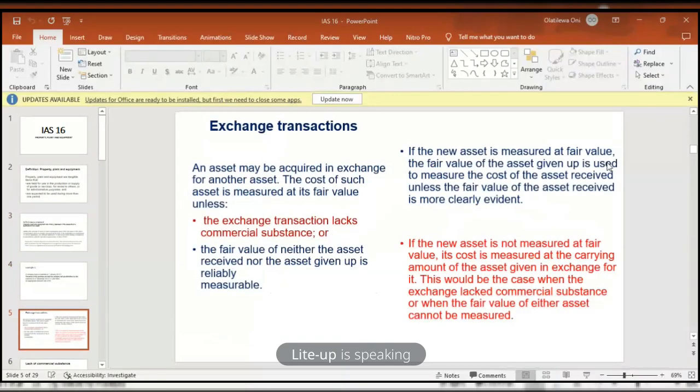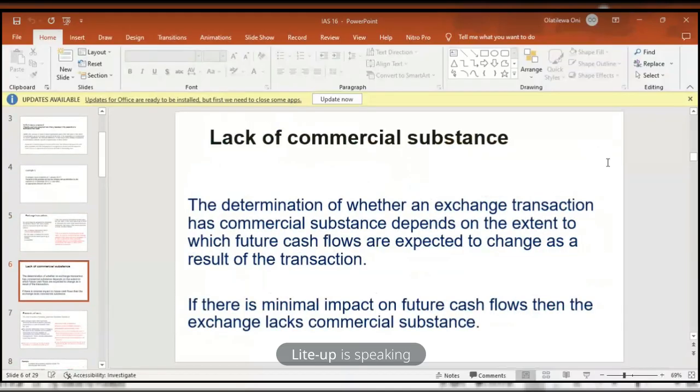We moved on to talking about exchange transactions. That is, to give up an asset to take another asset. How do you recognize the one you just took in the financial statement? And at what amount do you recognize the one given? And we talked about when an exchange transaction lacks commercial substance. That is, you give up, for instance, a car to collect a plot of land, and then how do we know if that exchange lacks commercial substance?